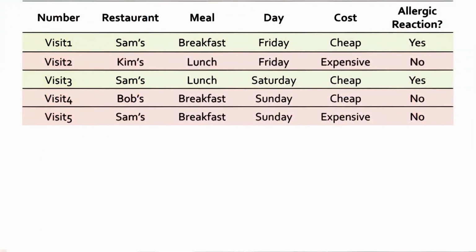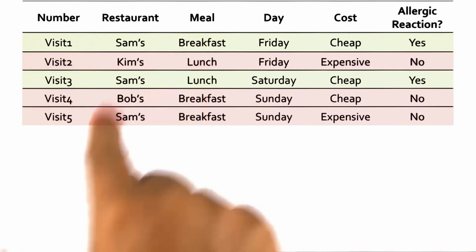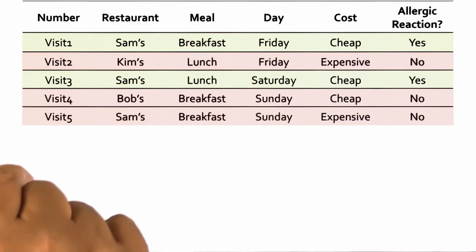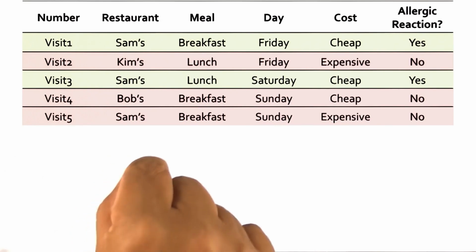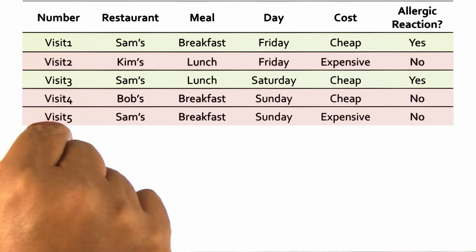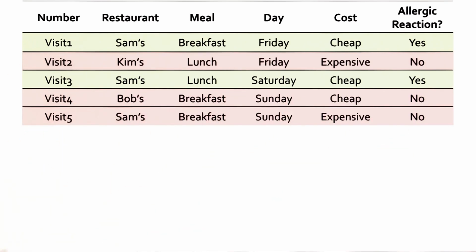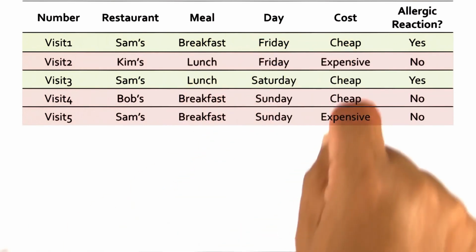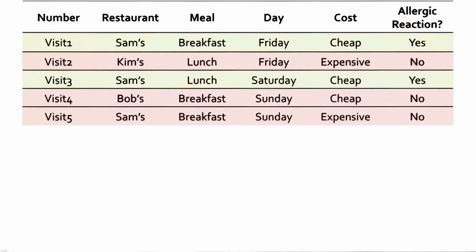Let us return to our restaurant example. We want to learn a decision tree that will classify these 5 examples so that as a new problem comes along, we can quickly find which is the closest example to that new problem. To do this, we need to pick one of the 4 features, restaurant, meal, day, or cost, that will separate these allergic reactions so that one category contains either only false instances or only true instances.